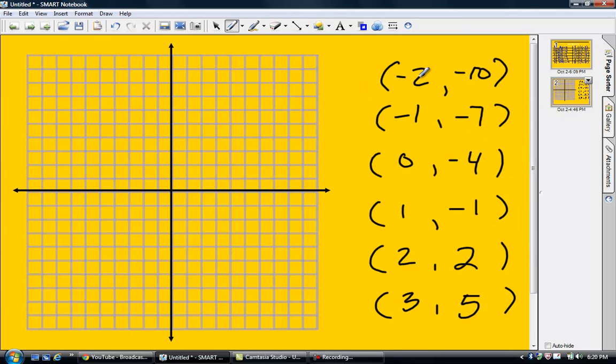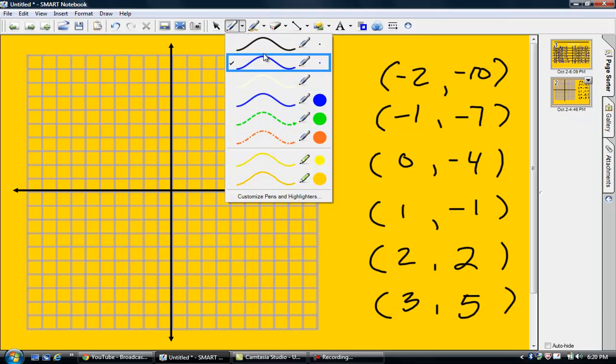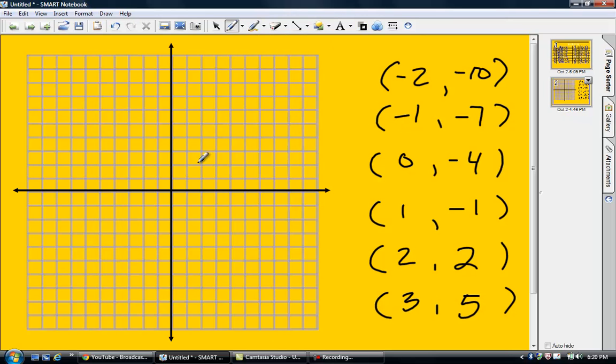Okay. So our first ordered pair was -2 and -10. That's negative, negative. I know my quadrants. That's going to be in quadrant 3. Go over -2. Go down -10. I guess we'll call it point A.